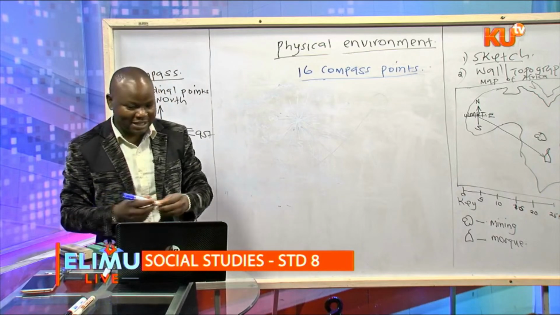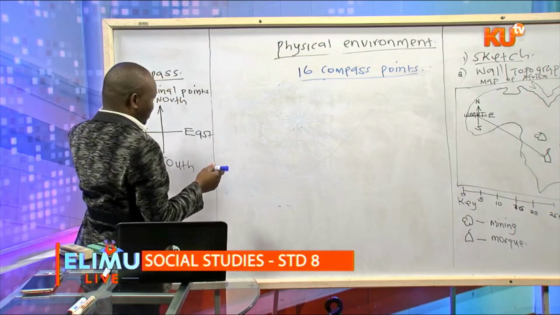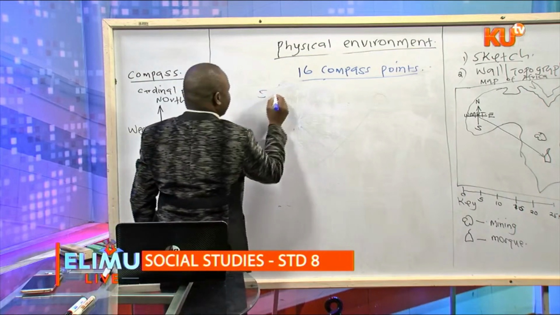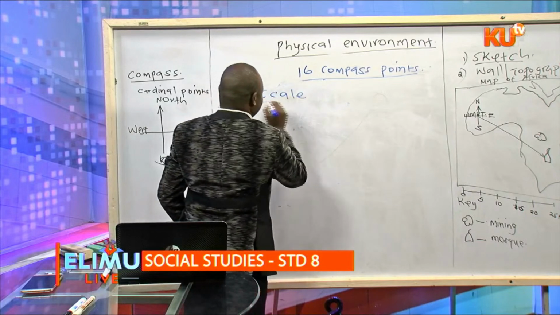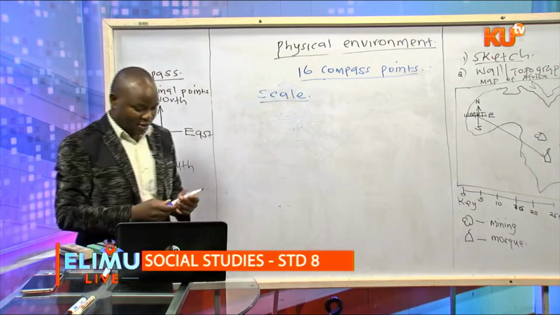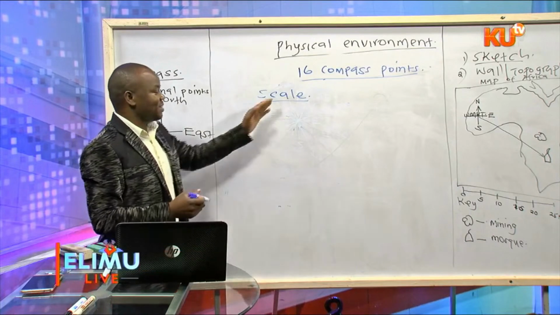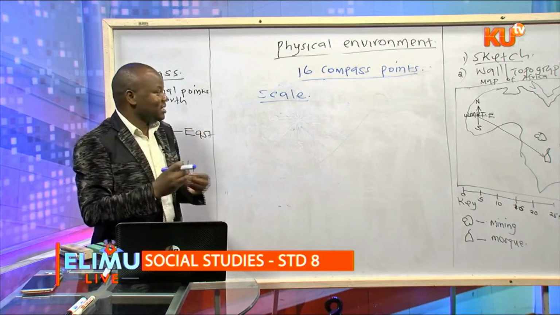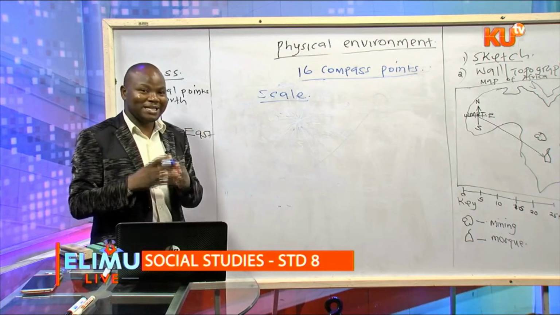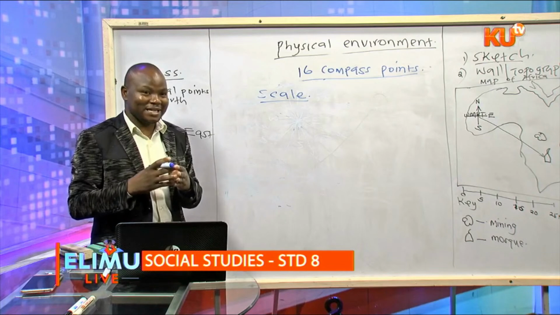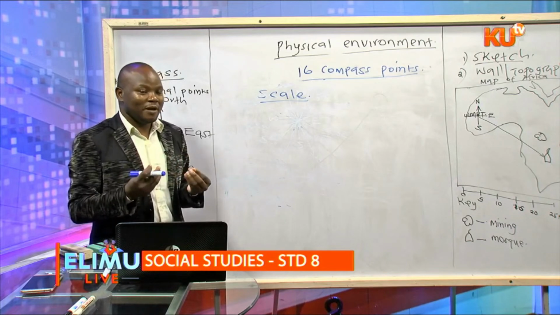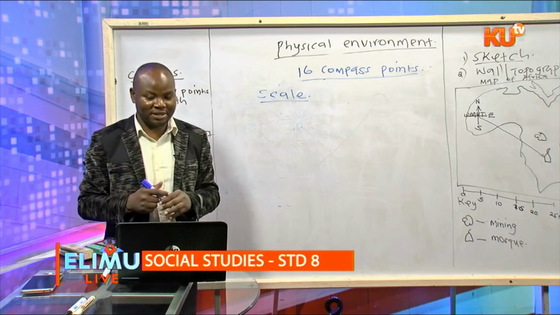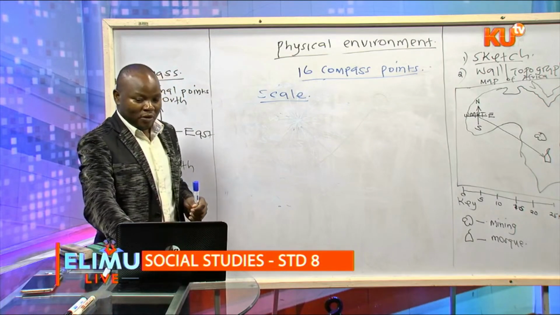Let me go to the next part, and that one is what you call the scale. Of course, we have different types of scale, but the main type of scale that we want to discuss today is what you call the linear scale. And the linear scale is going to give you what you are supposed to answer when you are given questions in social studies.